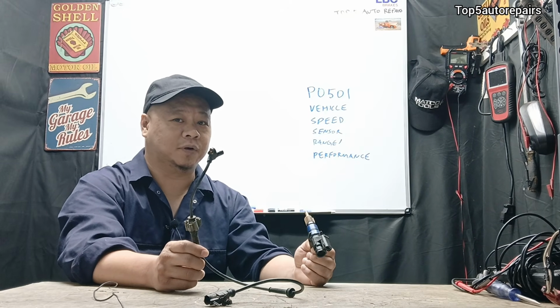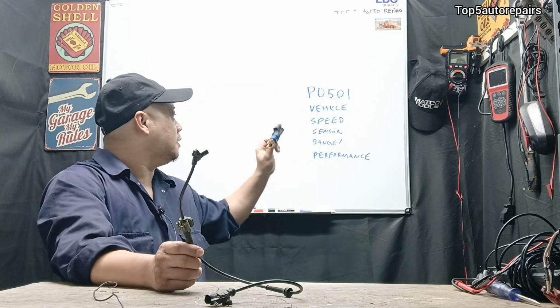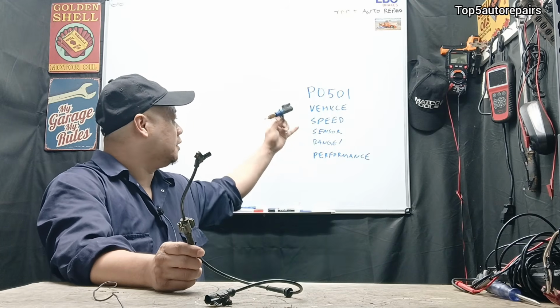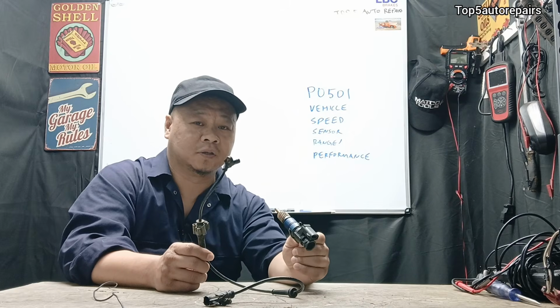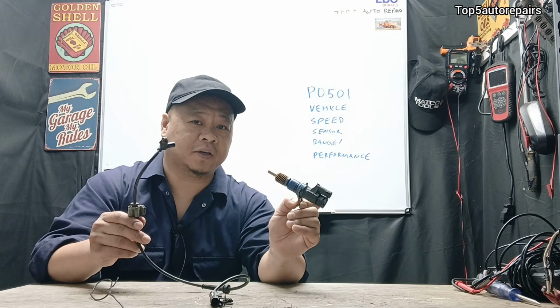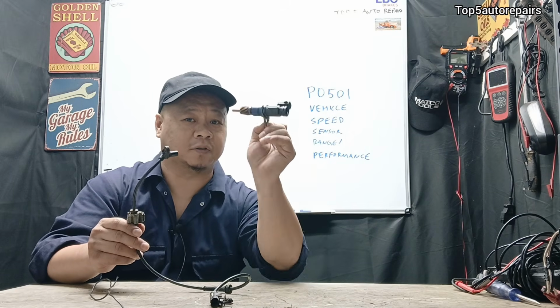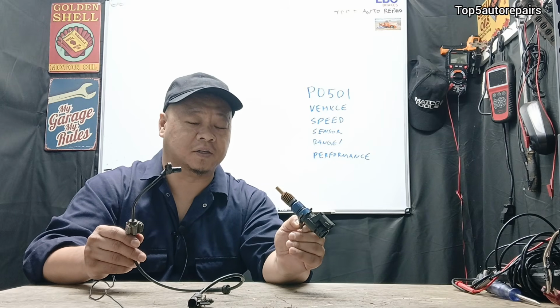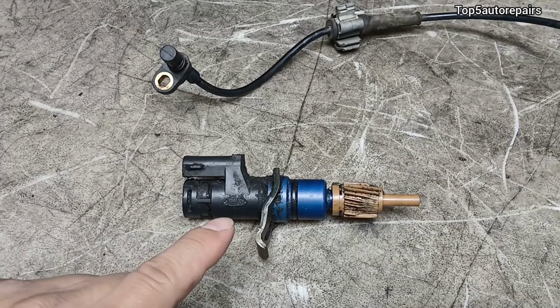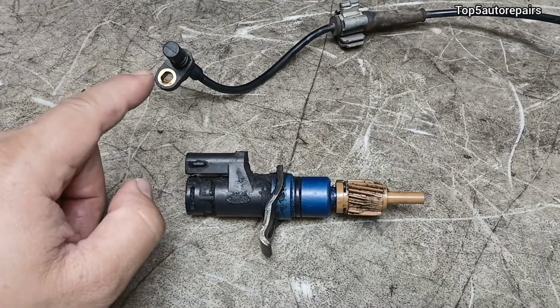Today's topic, I'm going to explain why you're getting P0501 vehicle speed sensor range performance code. If you're getting this code, you either got a faulty vehicle speed sensor or a faulty wheel speed sensor. This is a vehicle speed sensor and this is a wheel speed sensor.